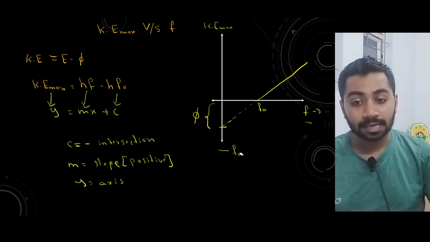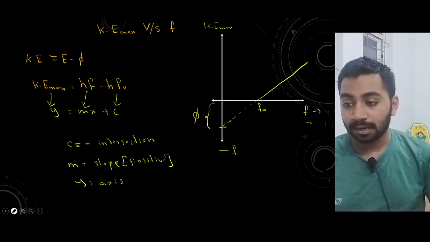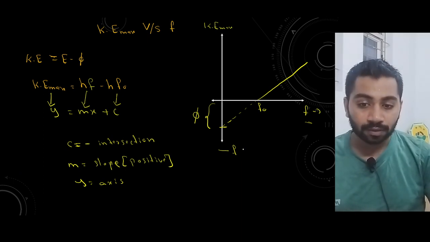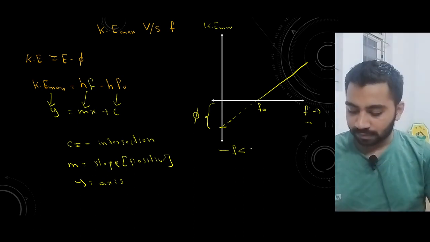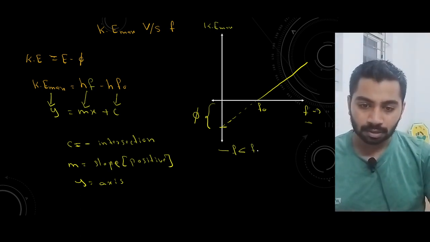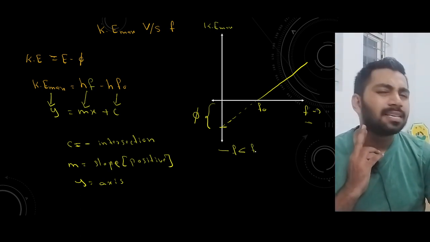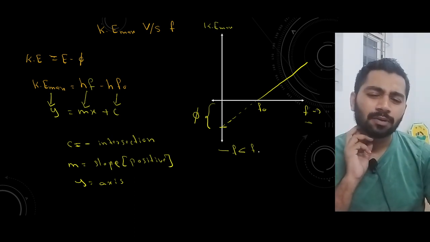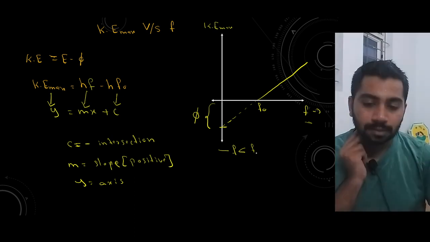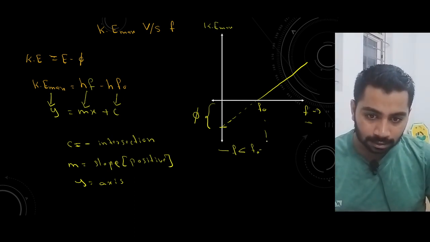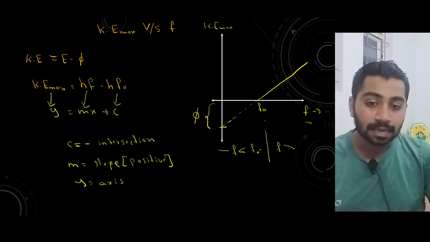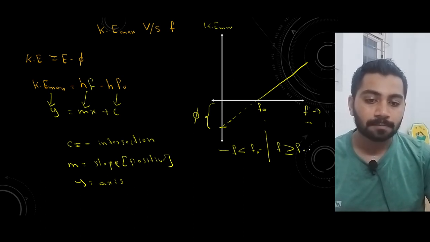Okay, the threshold frequency is higher than your normal frequency. Threshold frequency is less than your main frequency. In this condition, the frequency is less than your threshold frequency. Now in this case here, your frequency is greater than your threshold frequency.